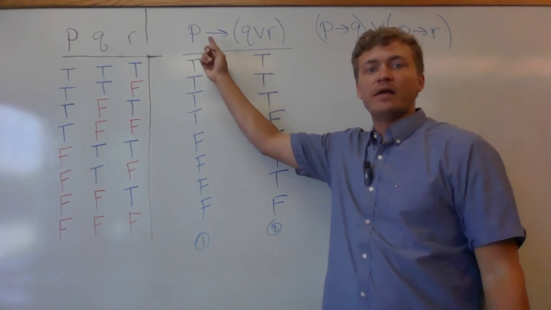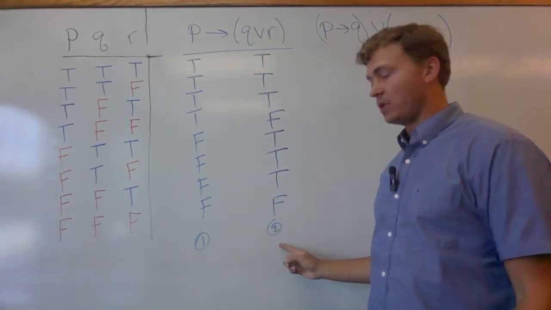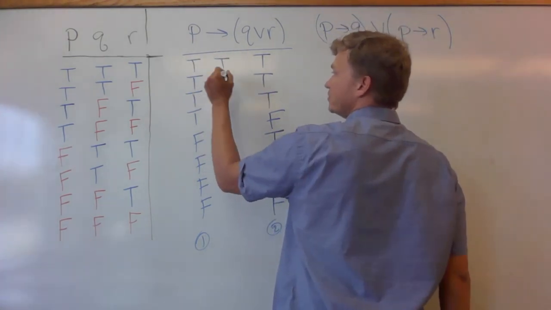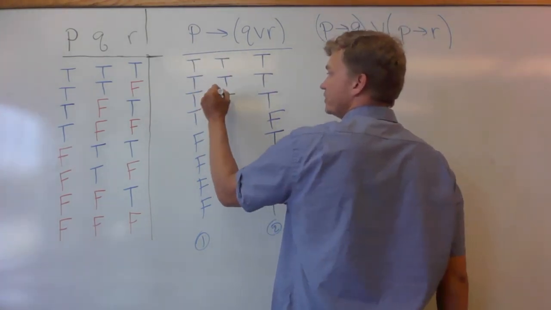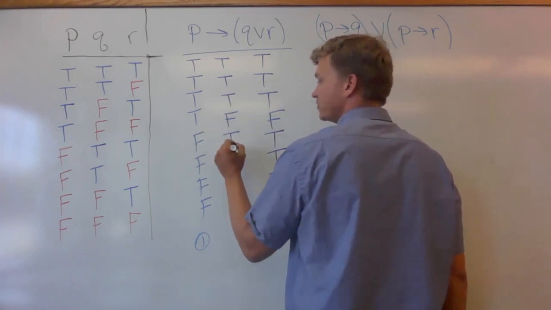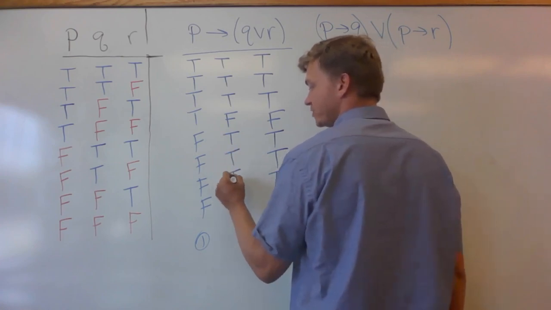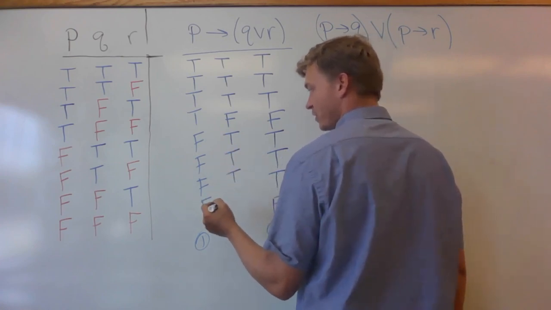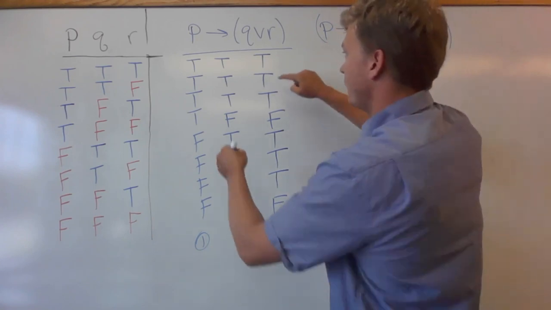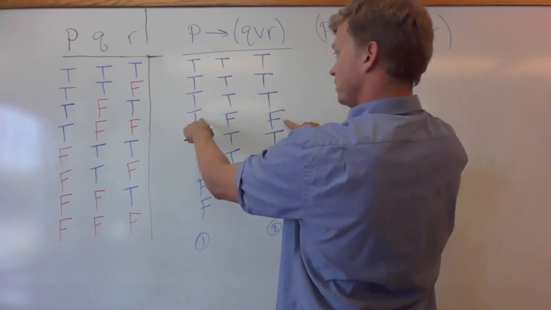Now what does this imply? P implies the or connective. So one implies two. True implies true is true. True implies true is true. True implies true is true. True implies false is false. False implies true is true. False implies true is true. False implies true is true. False implies true. Oh, I got out of hand here. 1, 2, 3, 4, 5, 6, 7, 8. True, true, true, true, true, true, true, false is false.